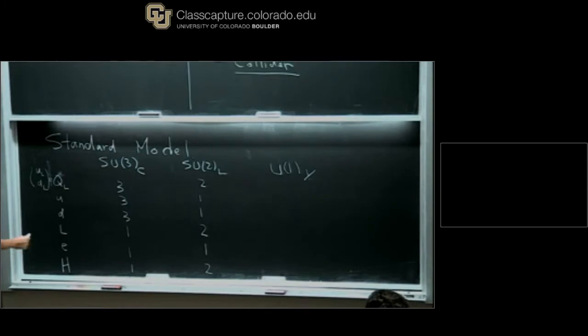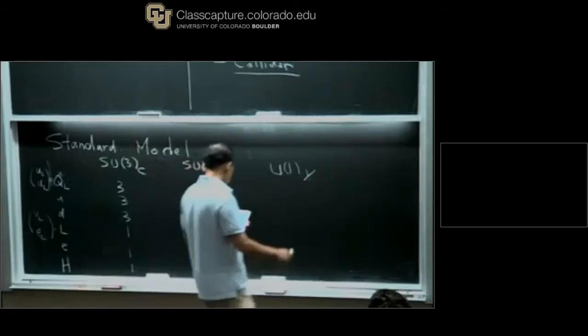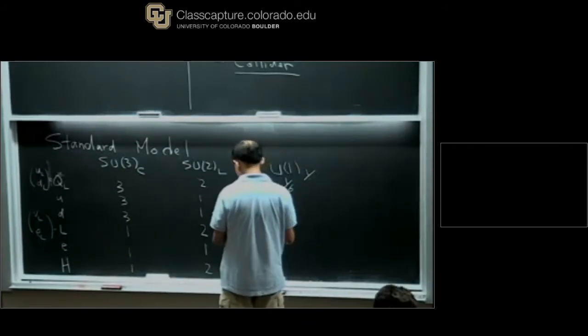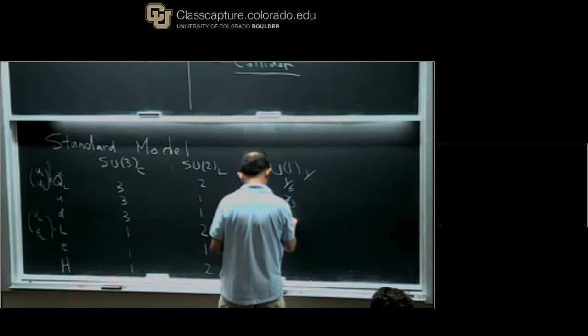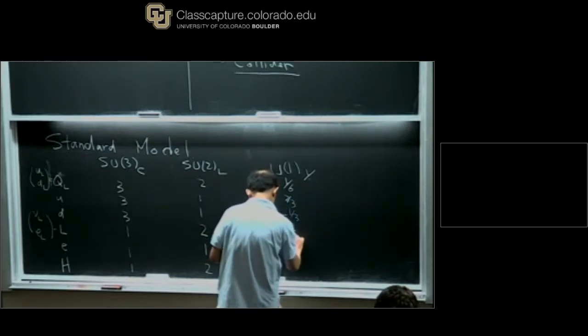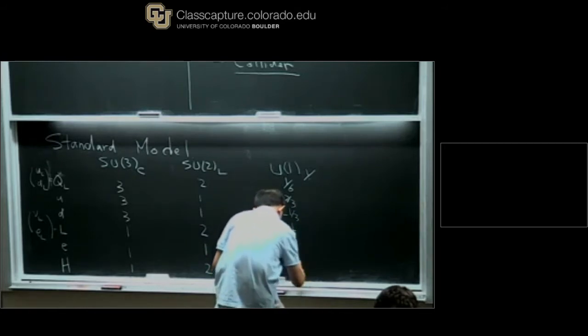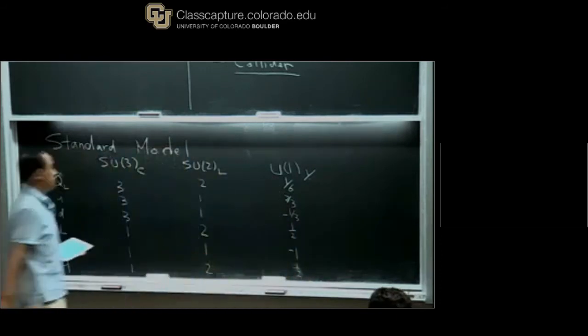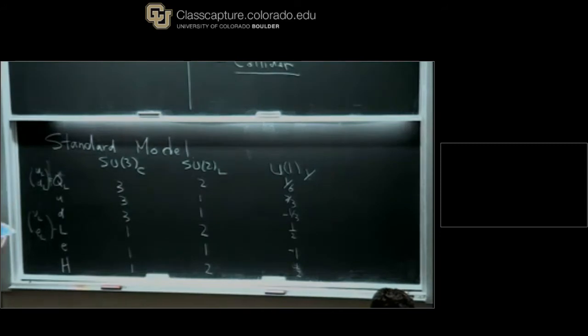And this is the lepton doublet, the left-handed neutrino and left-handed electron, and this is the right-handed electron, the right-handed lepton. And the U(1)Y charges are 1/6 for the quark doublet, and so on. These are the quantum numbers relevant for the gauge interactions. Okay. Any questions about this? I hope this is clear.